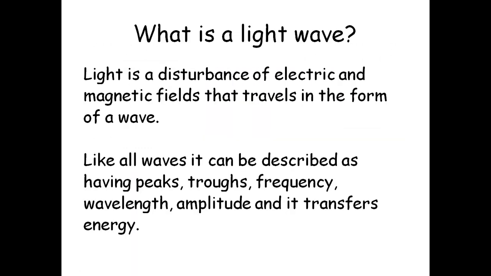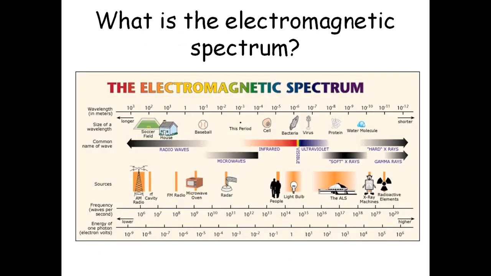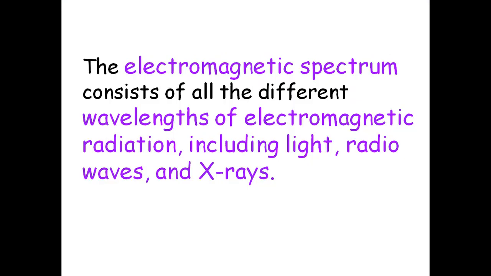Light is a disturbance of electric and magnetic fields that travels in the form of a wave. Like all waves, it can be described as having peaks, troughs, frequency, wavelength, amplitude, and it transfers energy. This is the symbolic representation of the electromagnetic spectrum. The electromagnetic spectrum consists of all the different wavelengths of electromagnetic radiation, including light, radio waves, and X-rays.